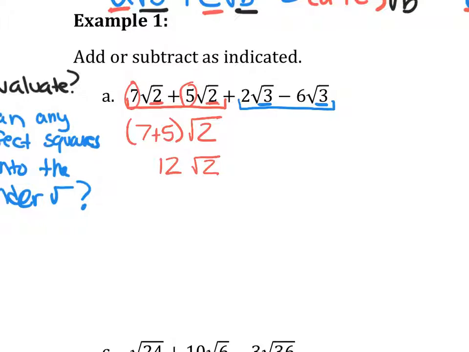Well, that was the first part. We have to deal with the square root 3's now. So with our square root 3's, we have 2 minus 6 square root 3.